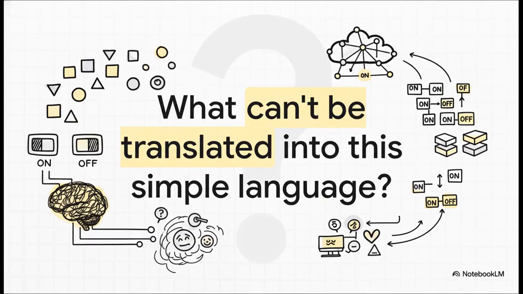And that kind of leaves us with a pretty fascinating final thought, doesn't it? If our entire digital universe, with all of its incredible complexity and beauty, can be built from a simple choice between on and off, what parts of our human experience can't be translated into this language? What can't be broken down into ones and zeros?